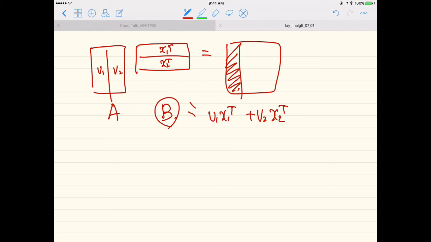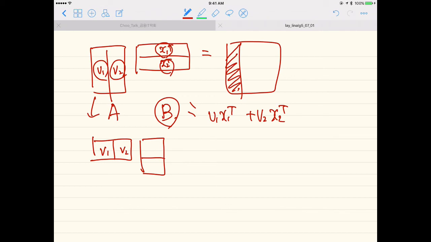Let's try to generalize it. v1 and v2 can just be scalars, one-dimensional vectors, and x1 and x2 can also be scalars. Let's call them x1 transpose and x2 transpose anyway, even though they are just one-dimensional row vectors. In that case, it is just the inner product we are familiar with: v1 times x1 transpose plus v2 times x2 transpose. So that is easy.